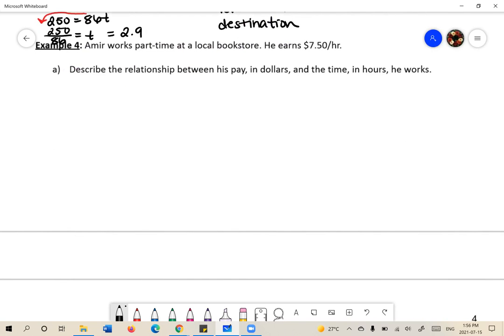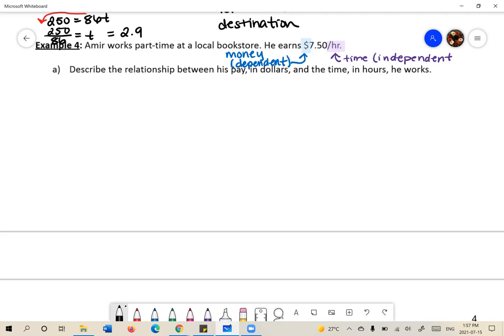Example 4. Amir works part-time at a local bookstore. He earns $7.50 per hour. Now remember that hours is a unit of time. So that's our independent variable. And dollars is a unit of money, which is our dependent variable. In part A, it's asking us to describe the relationship between Amir's pay in dollars and the time in hours that he works.